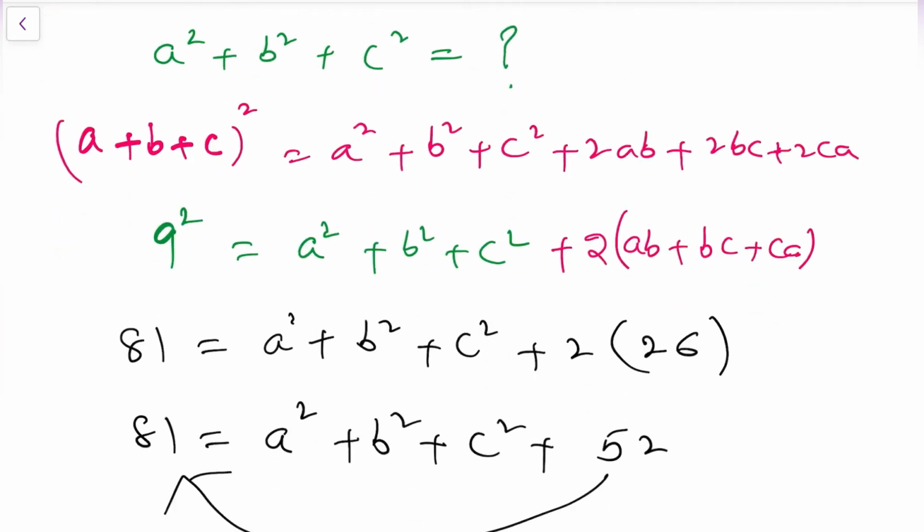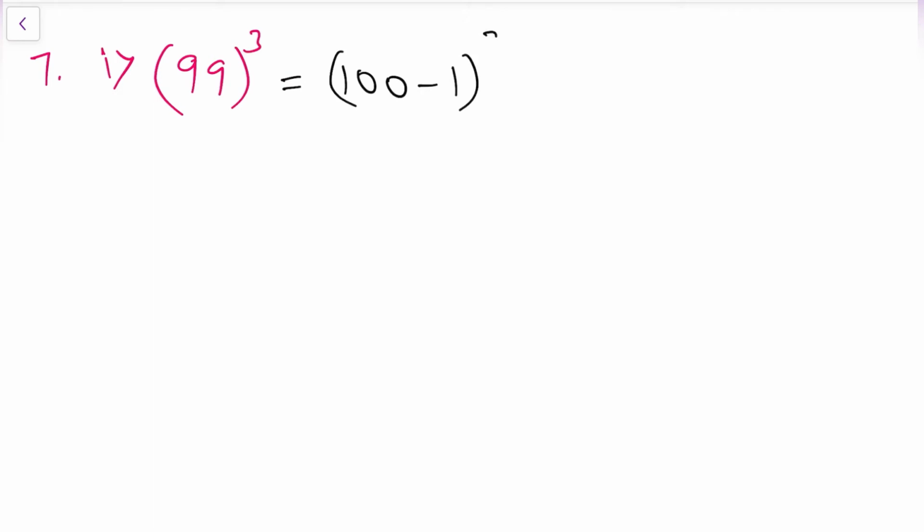Okay, next let us move to the 7th bit. Here the 7th bit is evaluate the following using suitable identities. In this, the first question he gave is 99 whole power 3. So here 99 whole power 3 can be written as 100 minus 1 whole power 3, which is in the form of a minus b whole cube.